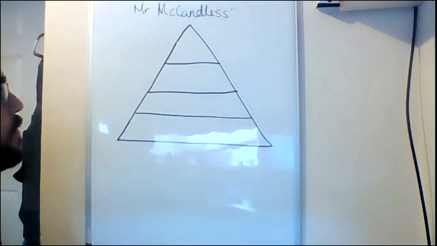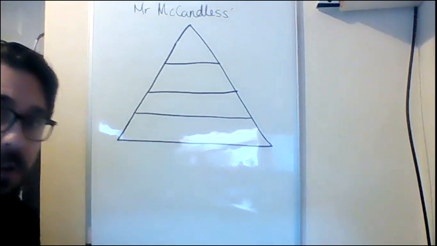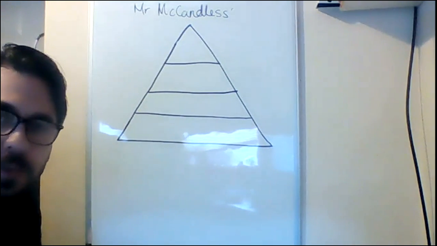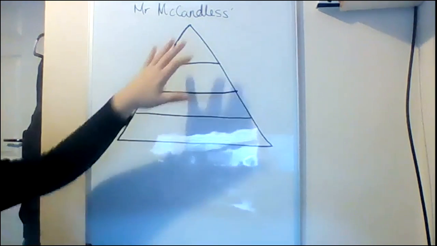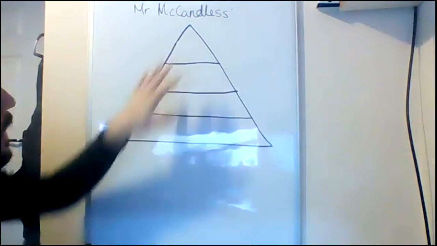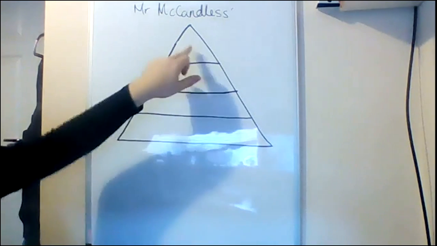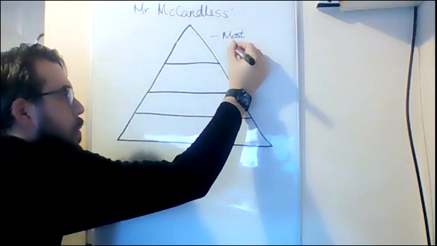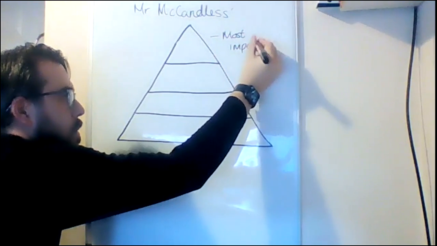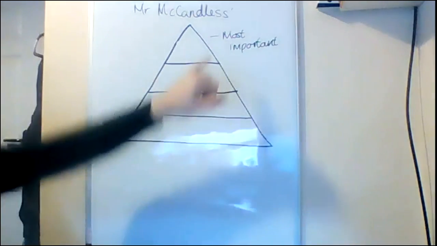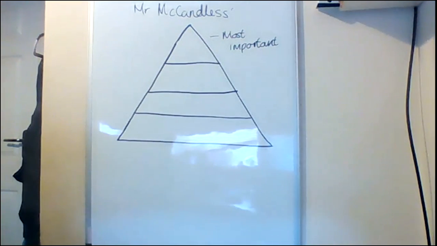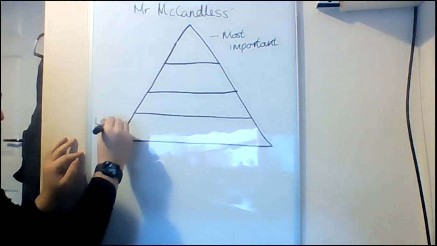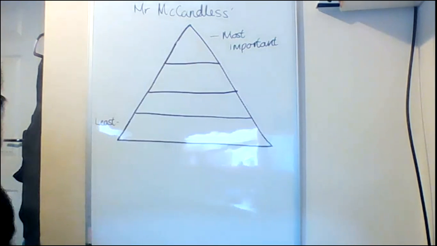Right, I hope you can see my brand new toy, something I'm very happy with, my new whiteboard at home. So here we have Mr. McAllis's things, the things that I'm going to put into order of importance. Now, we've got to think, where would the most important thing go in our pyramid? Now, it's going to be at the top. So I'm going to put here, most important. So if at the top we've got the most important, we can know then at the bottom it would be the least. Doesn't mean it's not important, but in my pyramid it would be the least important.